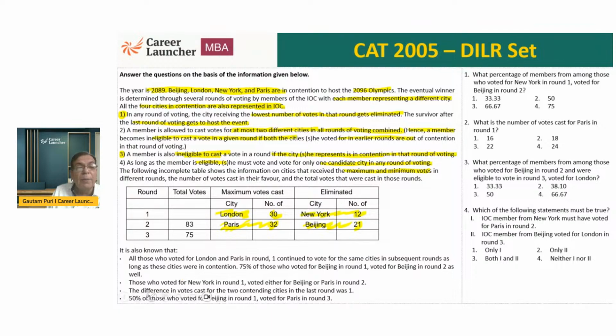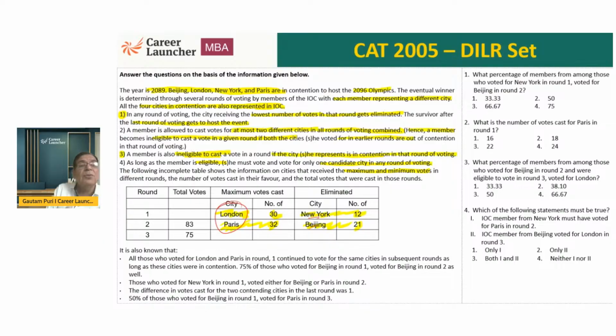So the third round will be between which 2 cities? Out of these 4 cities, Beijing, London, New York, Paris, New York and Beijing are out. So the 3rd round will be between London and Paris. These 2 cities will survive, and one of them will get the chance to host the 2096 Olympics.